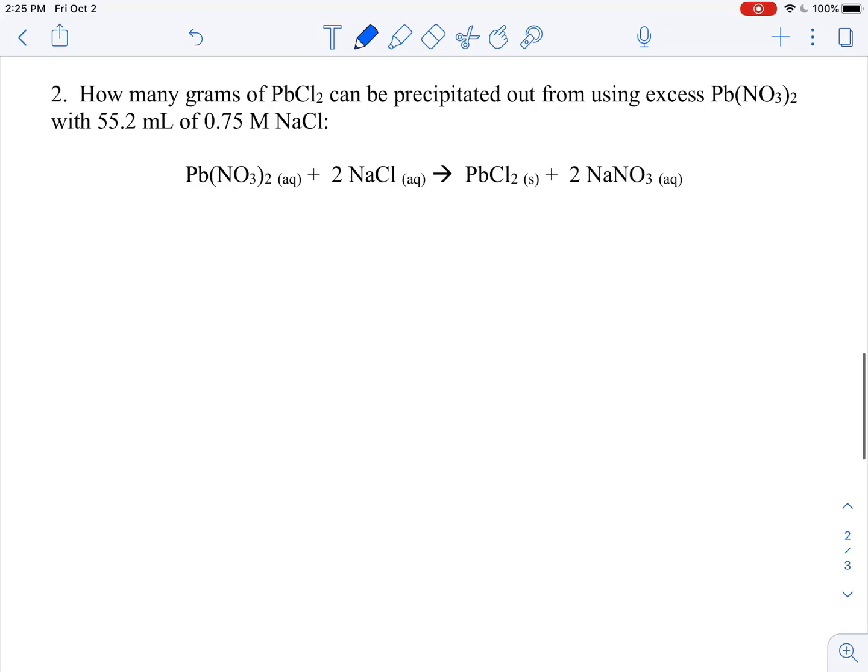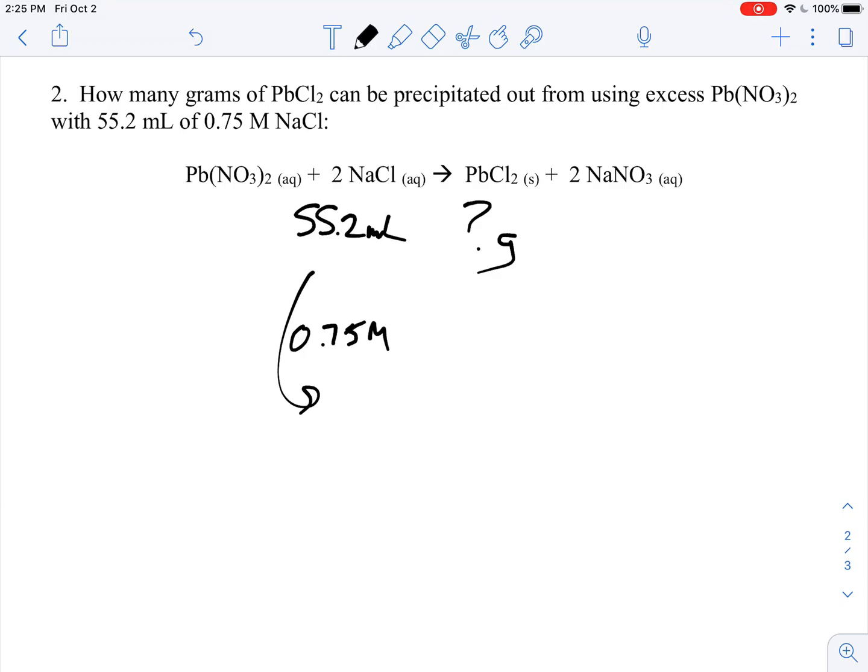Number 2 says how many grams of lead chloride can be precipitated out using excess lead nitrate with 55.2 milliliters of 0.75 molar NaCl. Holy cats, right? Okay, so for these, I want to know grams of this. And what did I tell you? I told you that you used 55.2 milliliters, and it was 0.75 molarity.